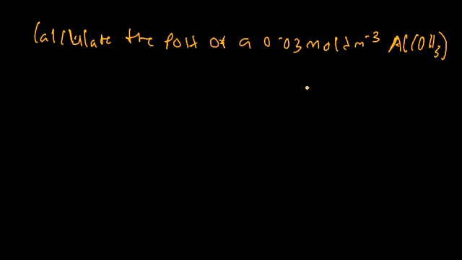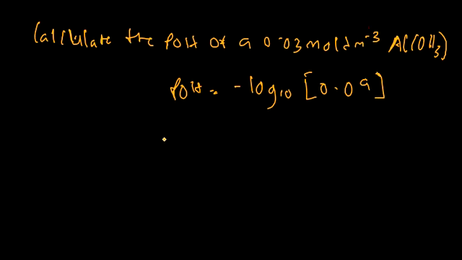0.09. Then just come. pOH will be equals to minus log to base 10, 0.09. pOH will be equals to, bring this 2 down. That will be 2 minus log. I told you convert to standard form. That is 9 times 10 raised to the power minus 2.